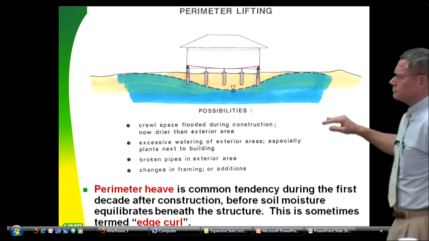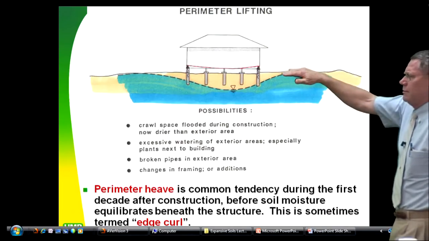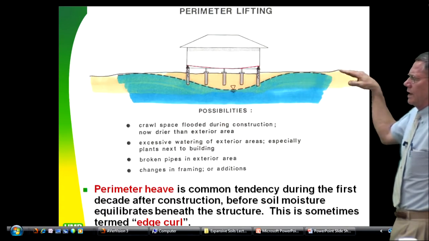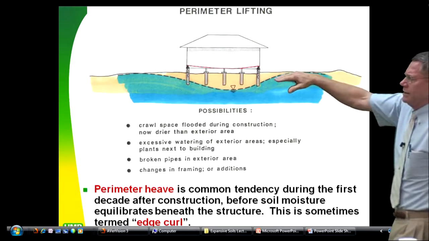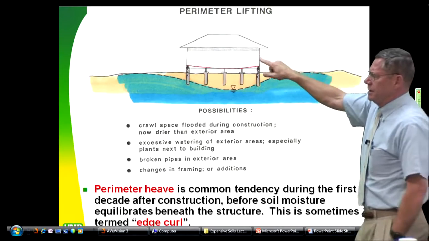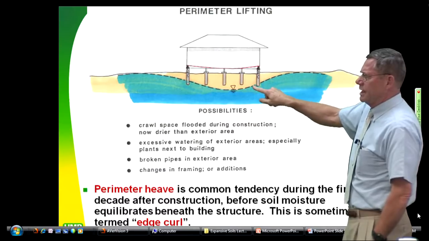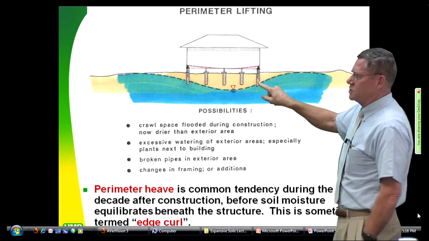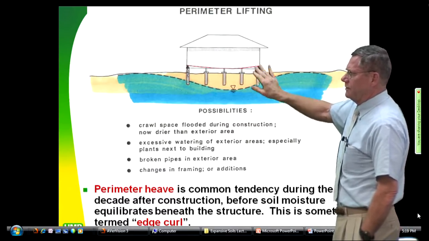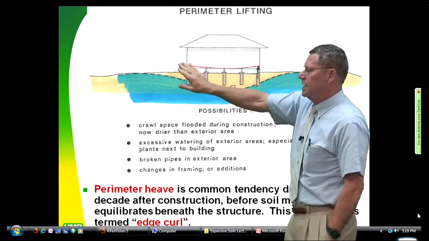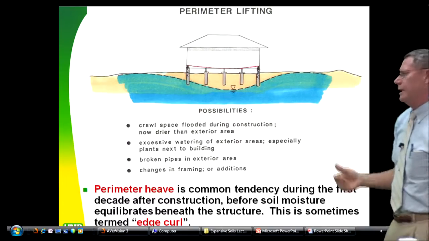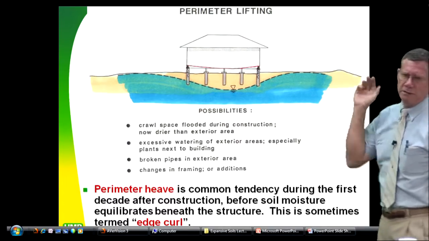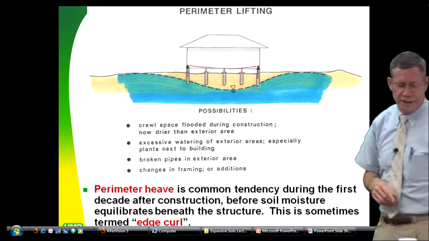Perimeter lifting is a real typical problem when we have watering going on or poor drainage outside. And so we have these perimeter piers getting swollen soils around them. They're heaving and they're lifting up. And you get perimeter lifting or edge curl first, and then you're going to get interior doming years later, maybe 7 to 10 years later.